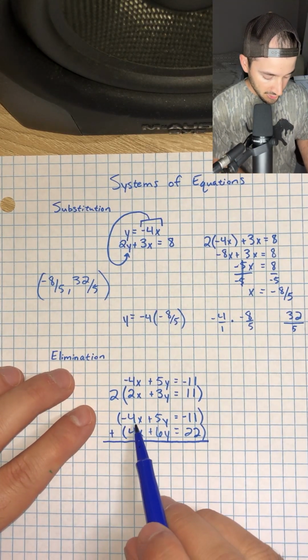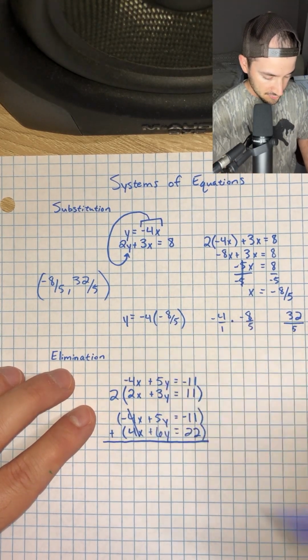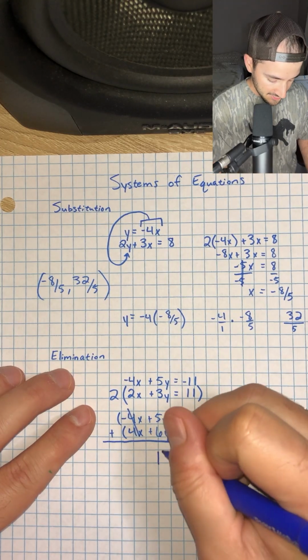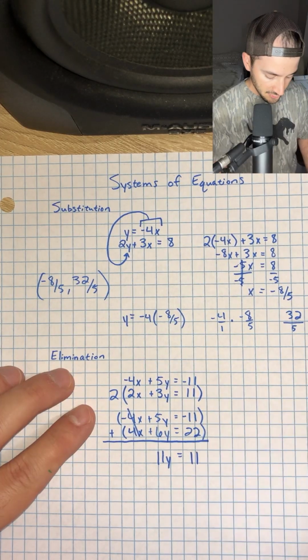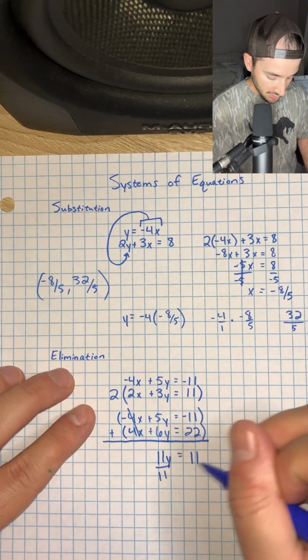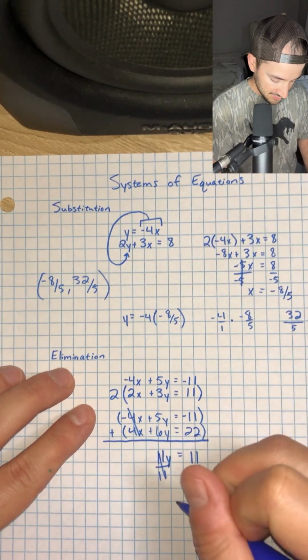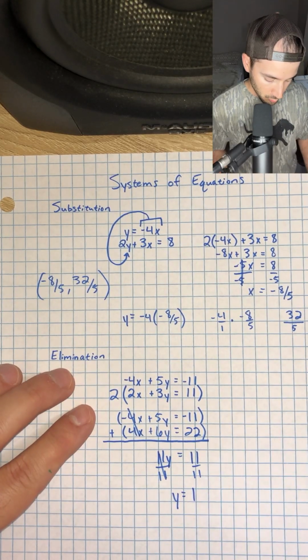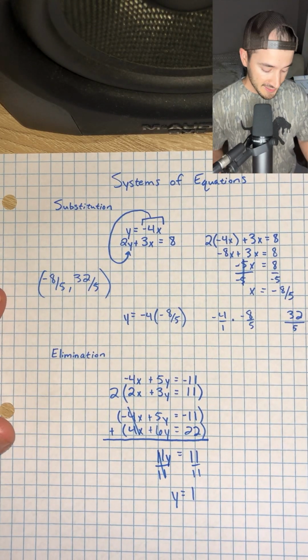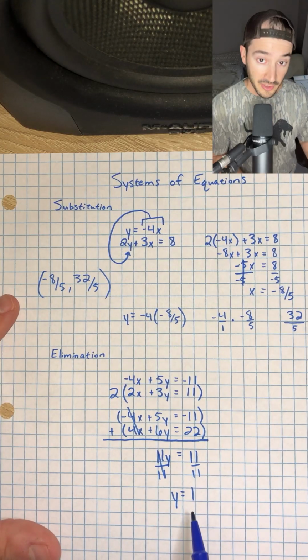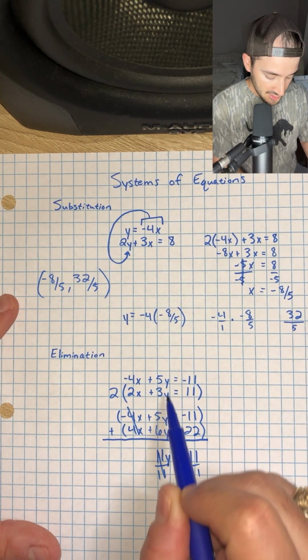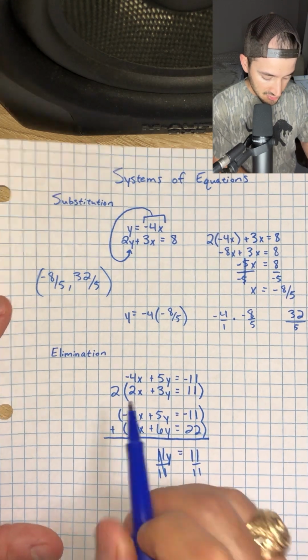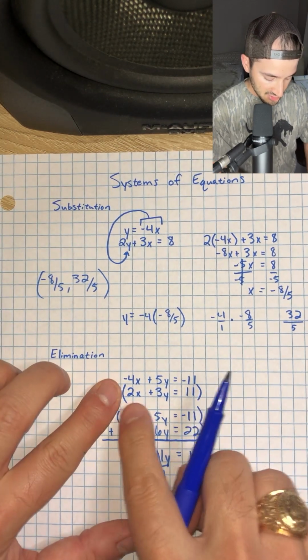So negative 4x and 4x are going to cancel. 5y plus 6y is 11y. And then negative 11 plus 22 is positive 11. So we can divide by 11 on both sides to get y is equal to 1. Now, in order to find the x value, we can take our y value that we just solved for and plug it in for y in either of these first equations. So I'm going to use the original second equation just to make it kind of simple.